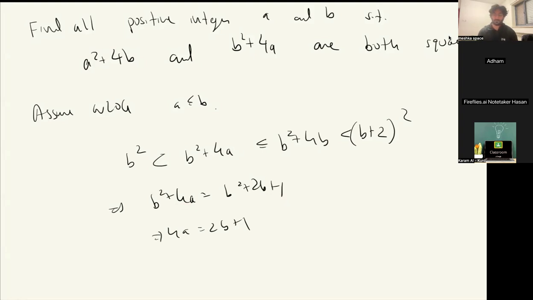Interesting. So it's kind of okay. It's the same idea as the other one, but you need to assume A is less than B, right?